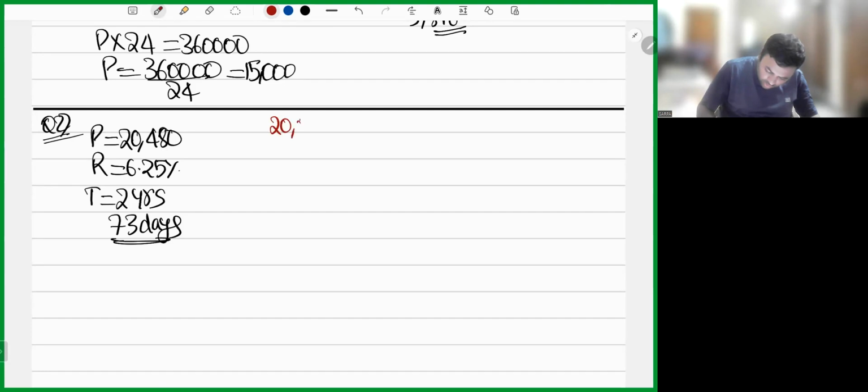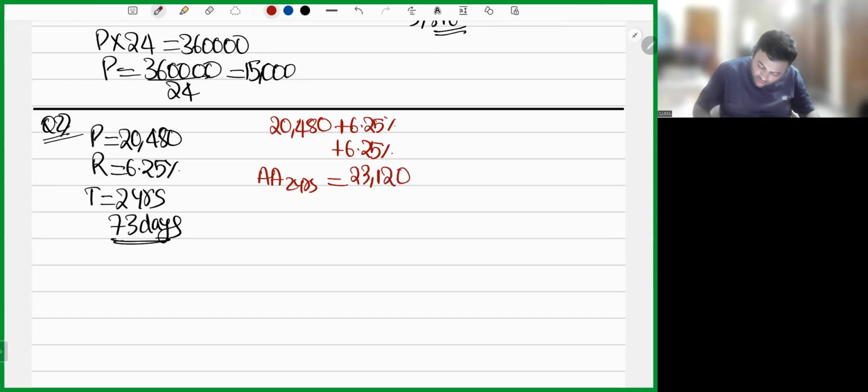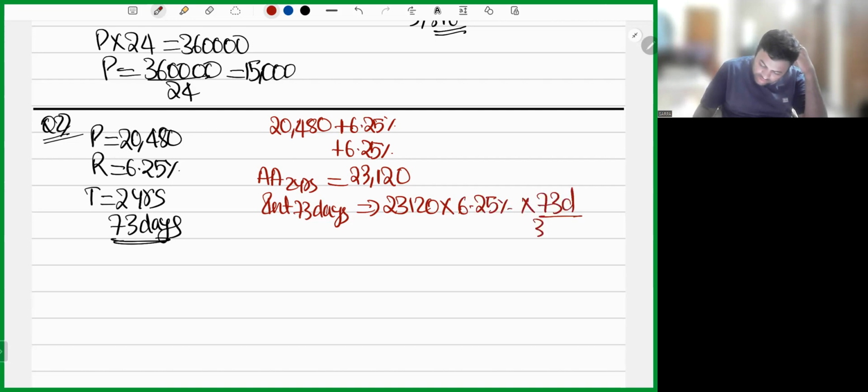20,480 is the principal. Plus 6.25%, plus 6.25%, I'll get accumulated amount for 2 years. 20,480 in your calculator plus 6.25% plus 6.25%. 23,120. Now, interest for 73 days. 23,120 into 6.25% into 73 days divided by 365 days.